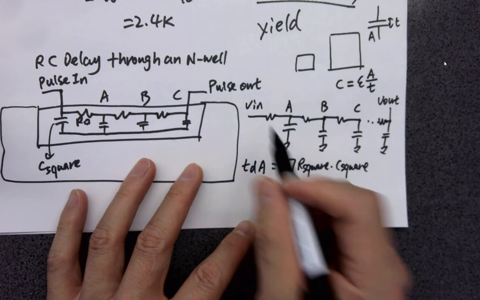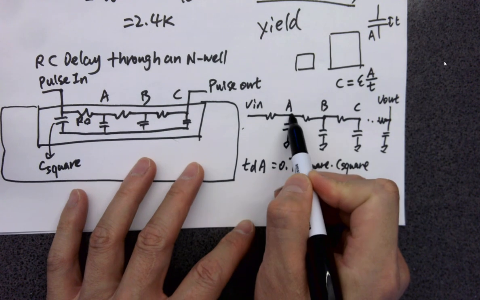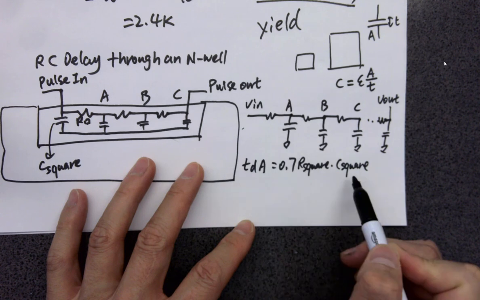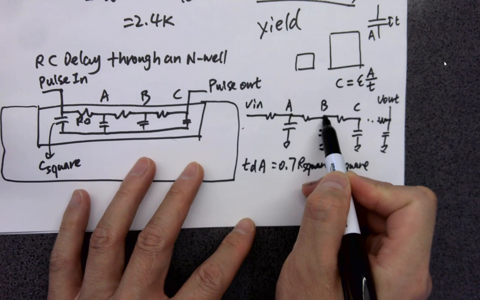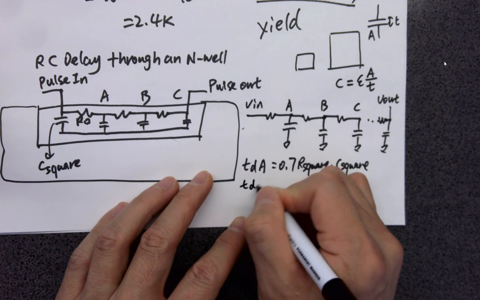TDA equals this, from here to A, right? There will be a time delay, which is this. From here to B, there will be another time delay. And what is it? TDB.